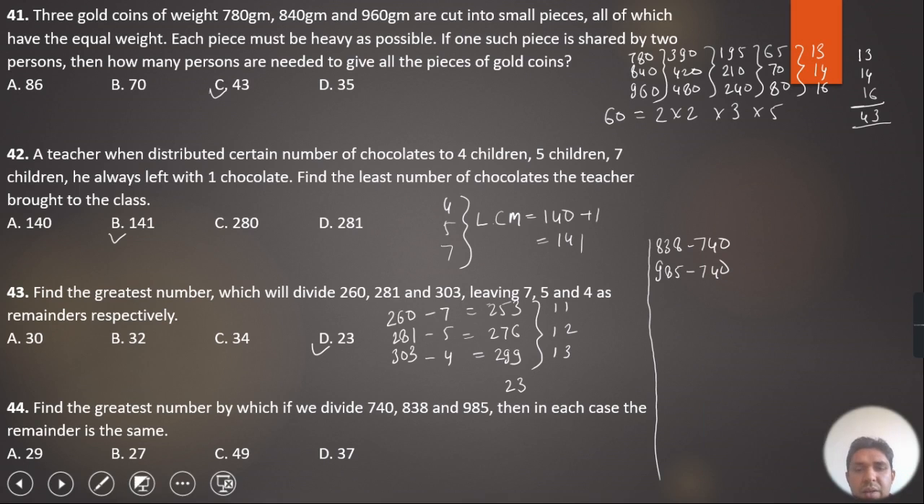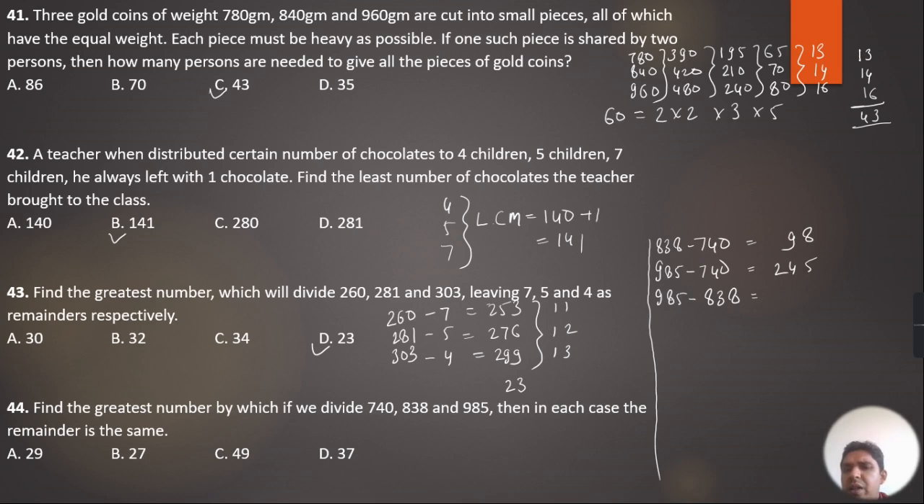right? And 985 minus 838, right? If we do so, so what will be the numbers? So here we will get 98, here we will get 245, and here we will get 147, right?